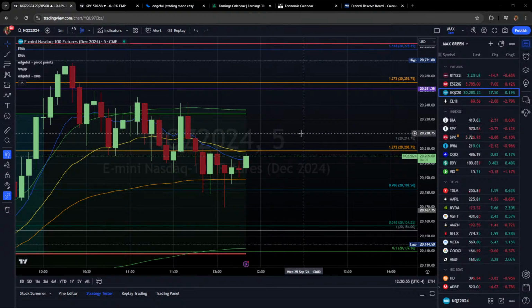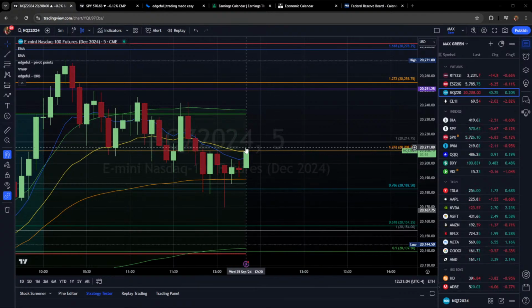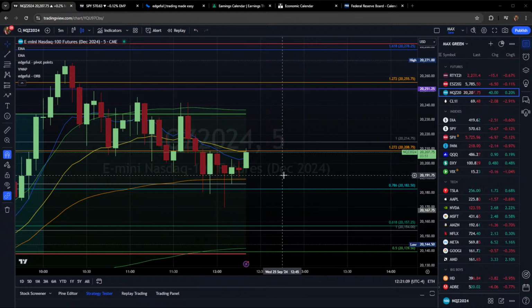My stop is sitting right here because I don't want this to reject if it tests it. Honestly, I'd love to see this reject right here and do this, but goes over this. We'll just be done with the trade.